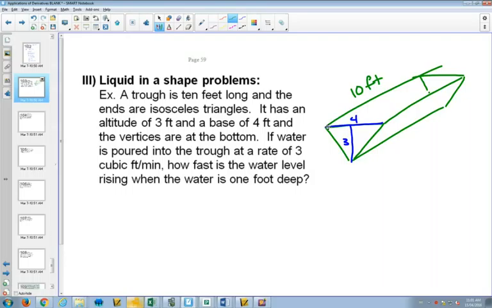So if water is poured into that trough at a rate of 3 cubic feet per minute, how fast is the water rising when the water is 1 foot deep? So we're trying to find how fast the water is rising. That would be dh/dt, change in height. That means that our height is a function of time.